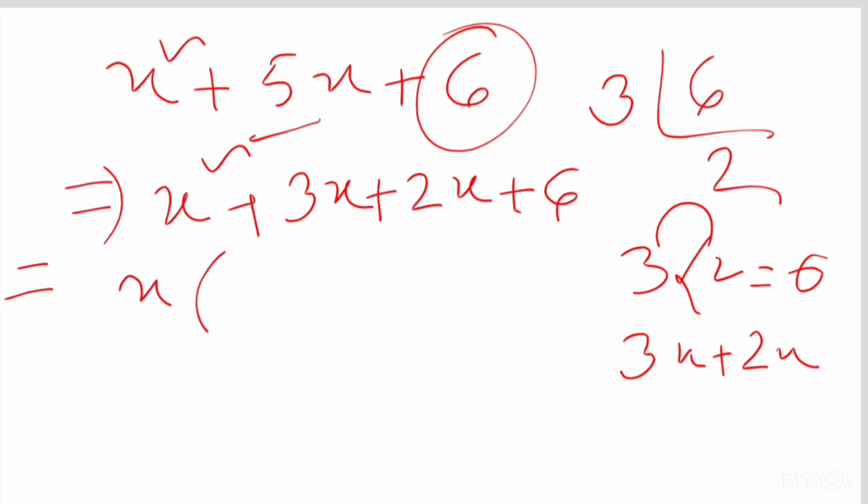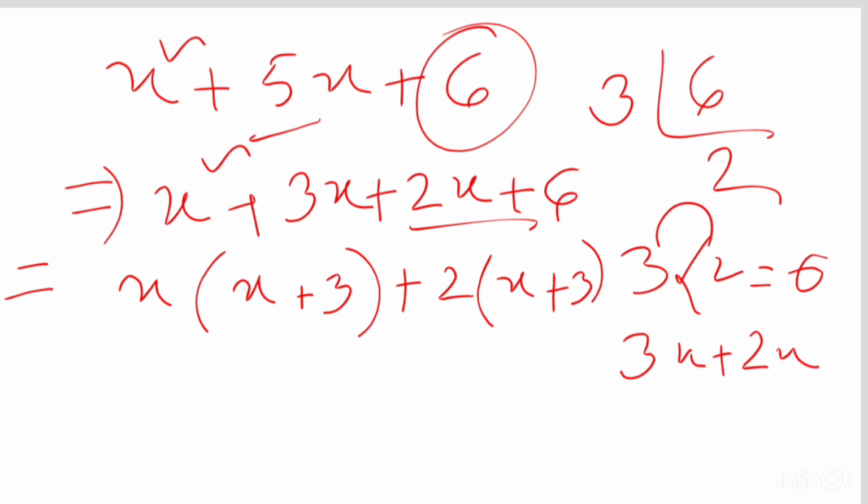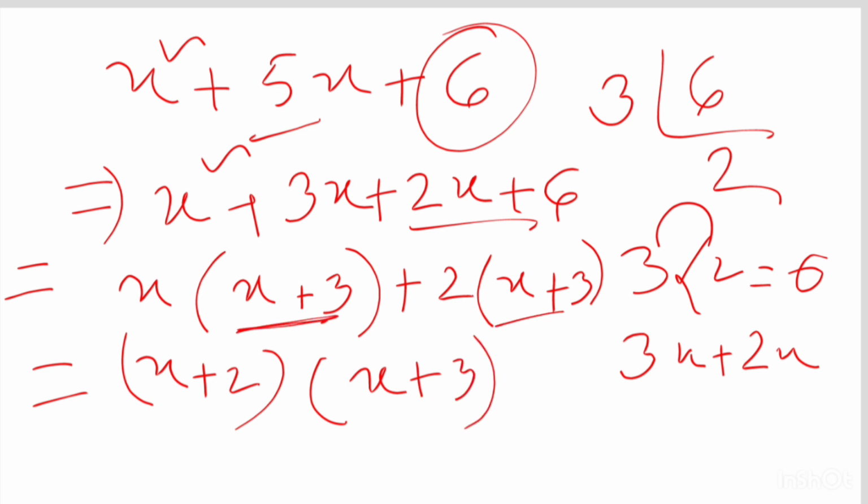Now x is common, so x plus 3, and in this term 2 is common, so 2 times x plus 3. So x plus 2 and x plus 3. See, this term is the same. We have to check that this term is the same. So now you can see the factors instantly. Okay, this is the answer.